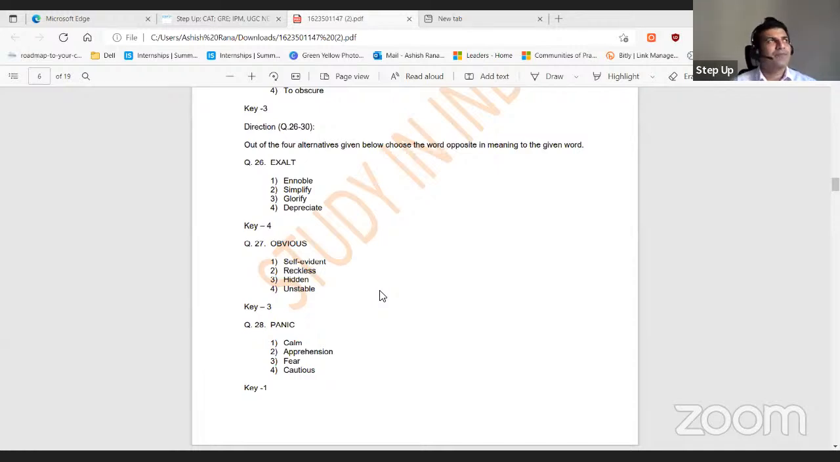Okay. So for example, exalted is more like something of very high value, right? Now they're asking the opposite of that. Ennoble, no. Simplify, no. Glorify, no. Depreciate, yes. Depreciate, as in a depreciating asset, means something whose value reduces, right? For example, as an economics person, you can say if you have 50 lakhs and you buy a 50 lakh car, that's a depreciating asset, meaning its value will only go down. The moment you buy it, its value is going to go down. It's a waste, unless you have extra money to waste, right?